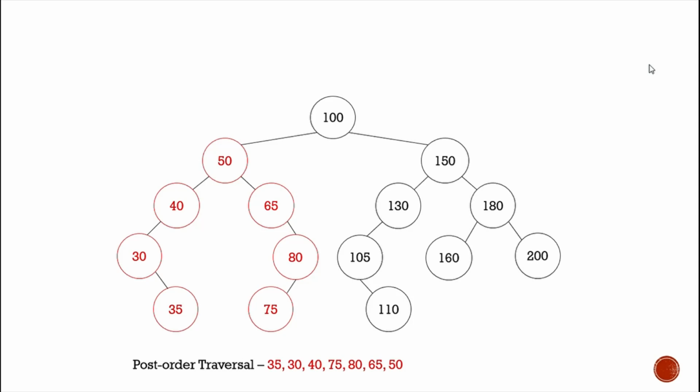Now we can see that all the nodes in the left subtree of 100 are done being traversed. So now we backtrack to 100 and visit its right subtree. So we travel to 150. Then in a similar pattern, the remaining part of the tree is traversed and the respective nodes are printed.